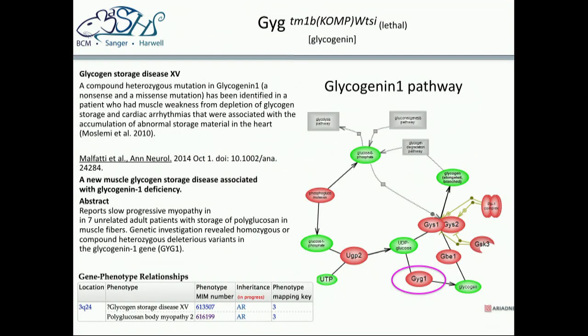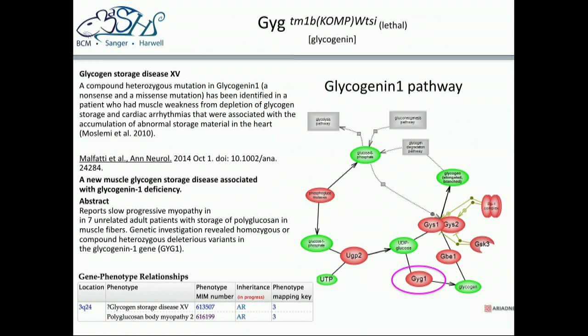The second gene that I want to talk about is a gene responsible for glycogen storage disease 15. It's GYG. The mouse has a single gene, humans have two. And the patients that suffer from glycogen storage disease 15 have a skeletal muscle myopathy, they have muscle weakness, and the glycogen storage disease 15 patients also have arrhythmias. Interestingly, this gene is also mutated in a second disorder called polyglucosan body myopathy 2. This has skeletal muscle phenotypes but no cardiac implications.